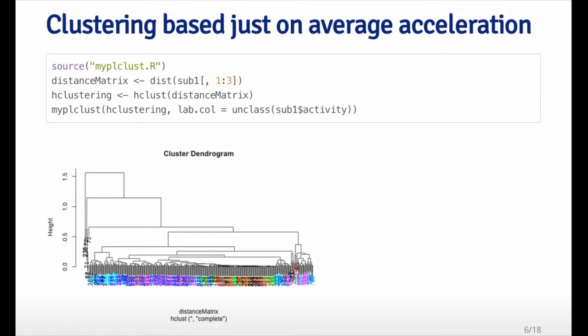And I can call the hclust function to do a hierarchical clustering of these data. And I've called this my plclust function just to visualize it. You can see that the clustering is a little bit messy, and there isn't any kind of clear pattern going on. All the colors are kind of jumbled together at the bottom. And so we might need to look a little bit further to try to extract more information out of here.